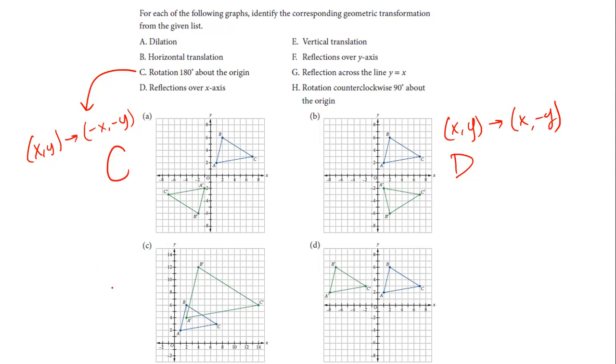It is a dilation. Think about your eyes. Your eyes dilate, right? Change in size is a dilation.